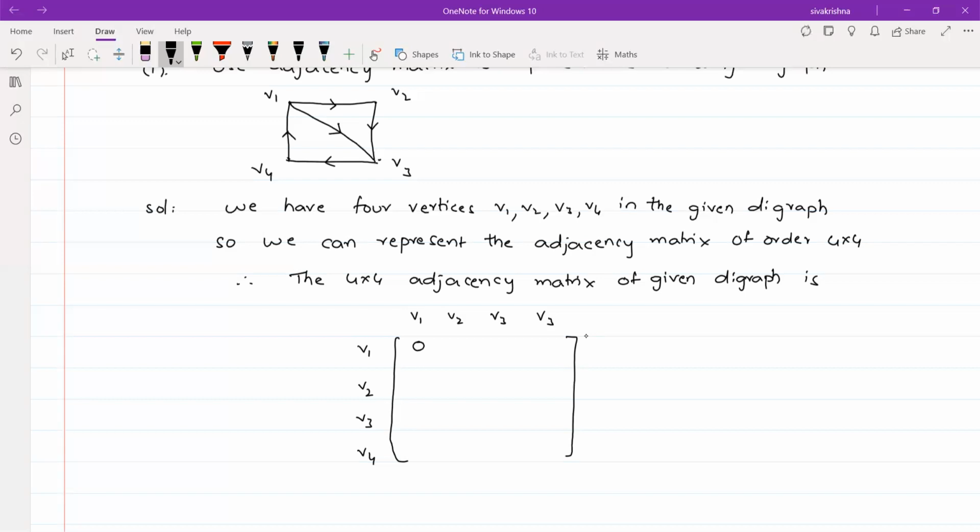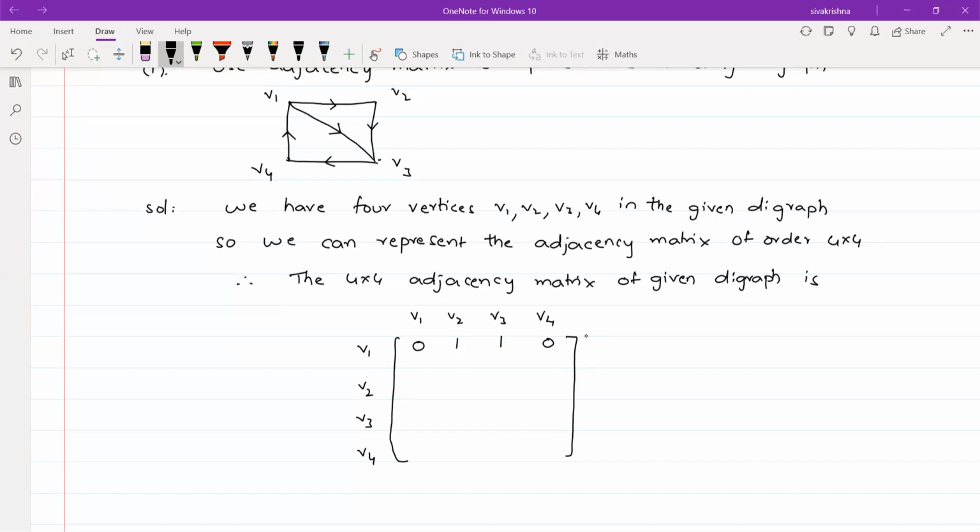So from V1 to V2, here we are having a direction from V1 to V2. It means there is an edge passing from V1 to V2, so we have to write 1. From V1 to V3 also we are having an edge passing in this direction, so we have to write the element 1. From V1 to V4, this is V4, we are not having an edge passing from V1 to V4. We are having an edge passing from V4 to V1. So we cannot write 1 from V1 to V4. So we have to write 0. Okay, right.